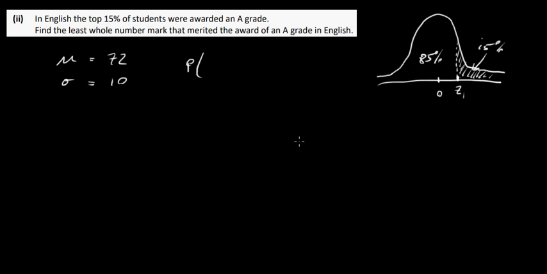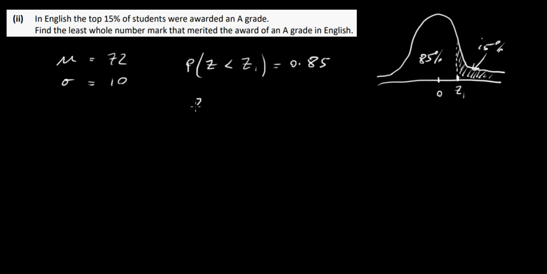So if we look at the probability that z is less than, we've got to work out what the z value here is, less than z1 will be equal to 0.85. So working out z being greater than z1 equal to 0.15 is exactly the same as working out the probability that z is less than z1 equal to 0.85.